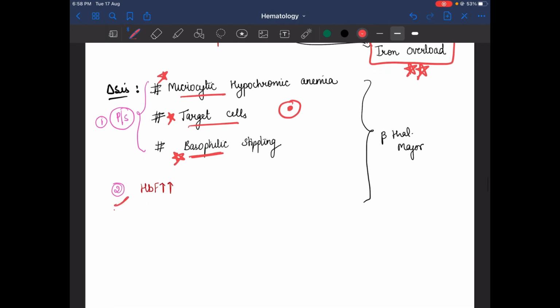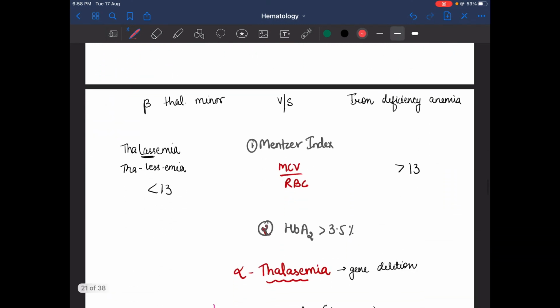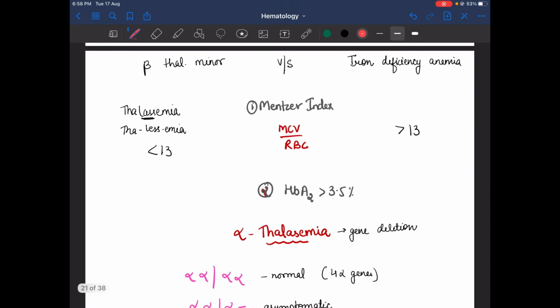Second, we find that the fetal hemoglobin level is increased in beta thalassemia. So these were the findings of beta thalassemia major. Now let's discuss beta thalassemia minor, that is transfusion independent, or beta thalassemia trait, versus iron deficiency anemia. We are going to discuss the differences between beta thalassemia minor and iron deficiency anemia.